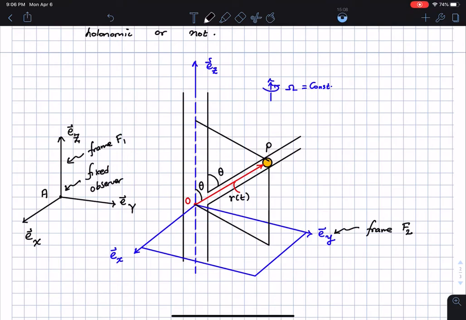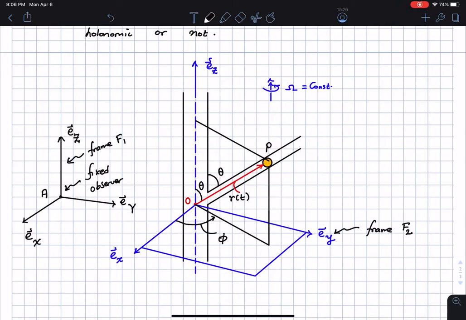Then I'm going to have one more angle which I'm going to call the angle phi, all the way from EX onto the line from the point P to this XY plane. So I'm going to call this angle the angle phi. Okay, so this is going to be angle phi.